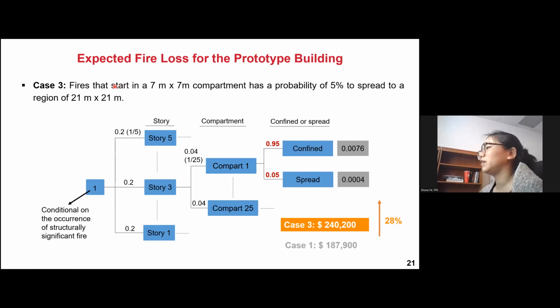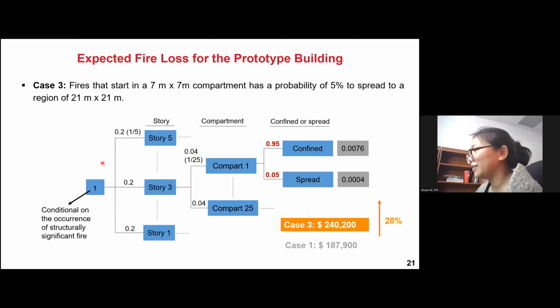And also we're using something similar to an event tree to combine those scenarios. Assume the fire started in a 7 meter by 7 meter compartment first, and then it has a probability of 5% to spread to a region of 21 meter by 21 meter. And we're using the event tree to ultimately estimate such a scenario. And the total cost, compared to the first scenario, increased by 28%. So in case 1 and case 2, we assume the fire is just confined to a 7 meter by 7 meter compartment or 21 meter by 21 meter compartment.